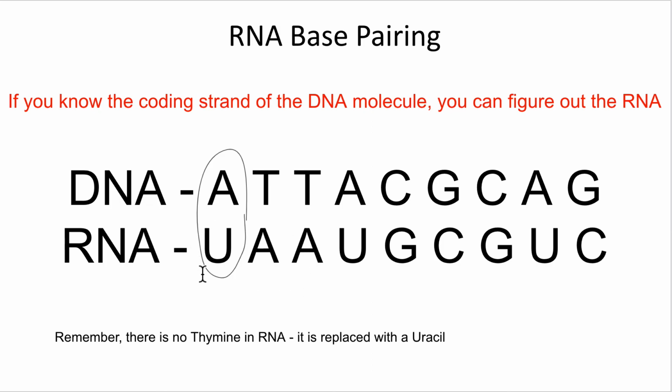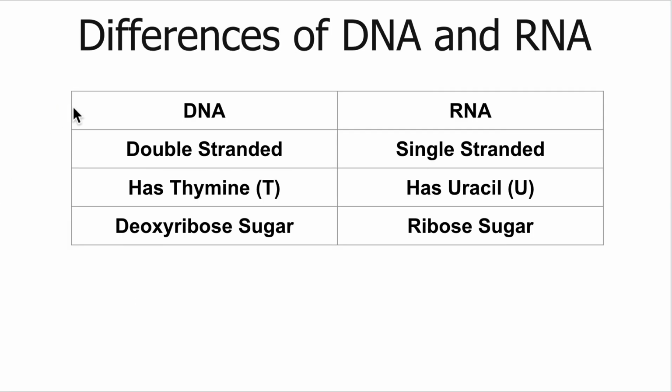And if we give you a strand of RNA, you should be able to figure out what the DNA looks like just by going backwards. U pairs with A, A pairs with T, U pairs with A, G pairs with C. So base pairing is the same, except RNA has a U instead of a T. Here's an overview of those differences between DNA and RNA. DNA is double-stranded, while RNA is single-stranded. DNA has a T, RNA has a U, DNA has a deoxyribose sugar, and RNA has a ribose sugar.